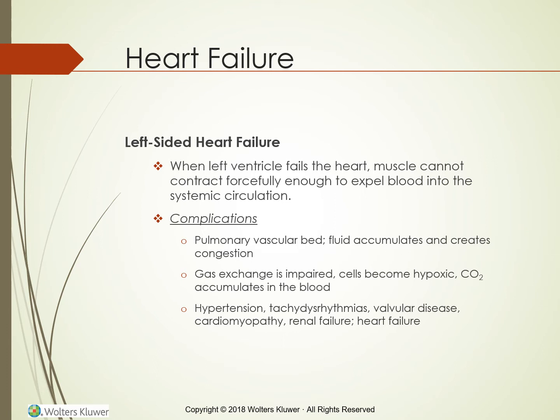Hypertension, tachyarrhythmias, valvular disease, cardiomyopathy, and renal failure can contribute to chronic heart failure. These conditions reduce cardiac output by increasing afterload or systemic vascular resistance. Afterload is the force that the ventricle must overcome to empty its diastolic volume. It increases with arterial hypertension, aortic stenosis, pulmonary hypertension, or excessive blood volume from renal failure.